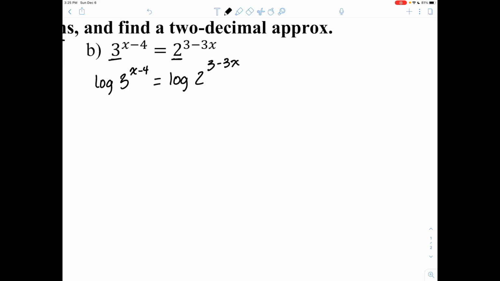So again, we use that property. If 2 numbers are equal, then the logs of those numbers are equal. Then we're going to power down because we want to solve for x. So we've got to get the x out of that exponential position so that we can solve for it. So that would be x minus 4 times the log of 3 equals 3 minus 3x times the log of 2. And I don't know why I put parentheses around that. I didn't need to do that. All right, so power down.